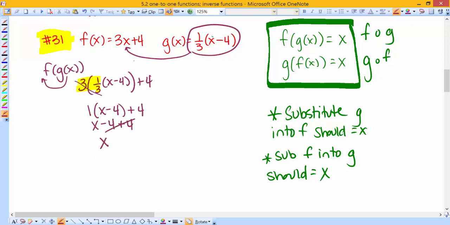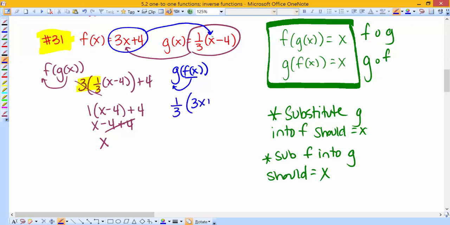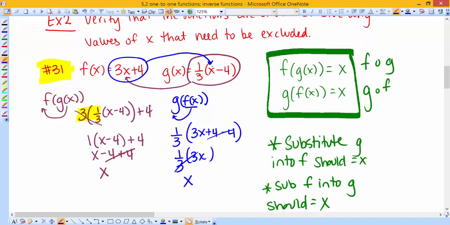Now I'm going to work through g of f of x. So here f is going to go into g. So 1/3, and instead of x, I put 3x plus 4, and then I have minus 4. Well, the 4's are going to cancel, so I have 1/3 times 3x. 3's cancel, and I'm left with x.